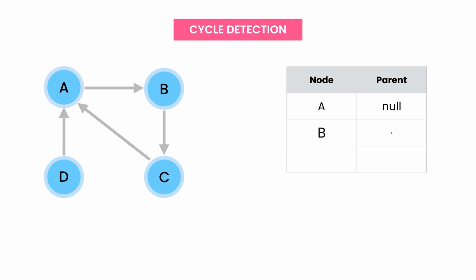Now we go to B and add another entry to our hash table. Here we can see that we came to B via A. Next we go to C and add one more entry to our hash table. We found a cycle. Okay, now we use this hash table to construct the cycle. We know that the edge from C to A is definitely part of a cycle. Now, how did we get to C? Via B. But how did we get to B? Via A. And how did we get to A? Via no other nodes. So here's our cycle, A, B, C, A.